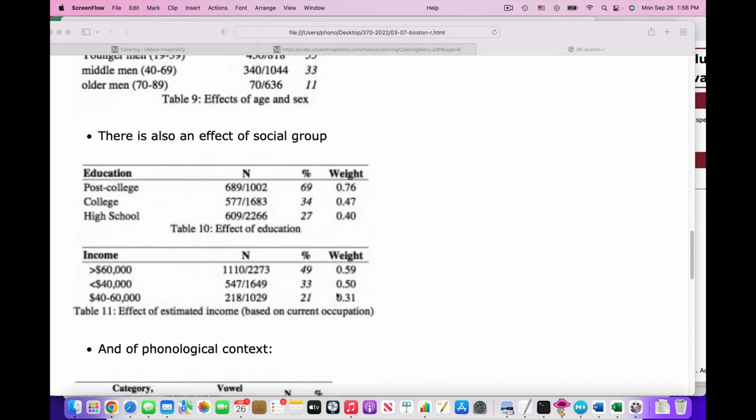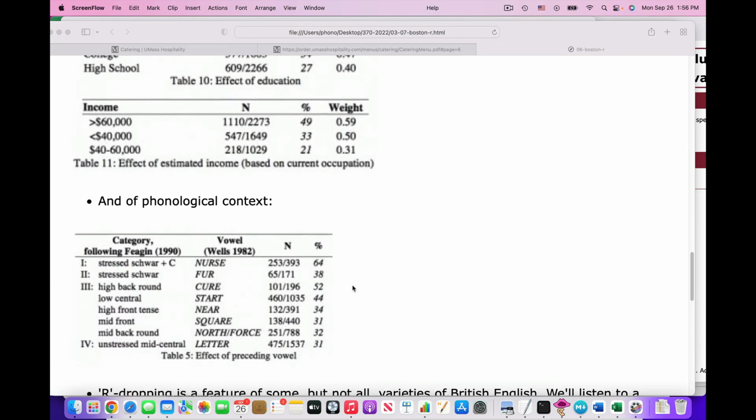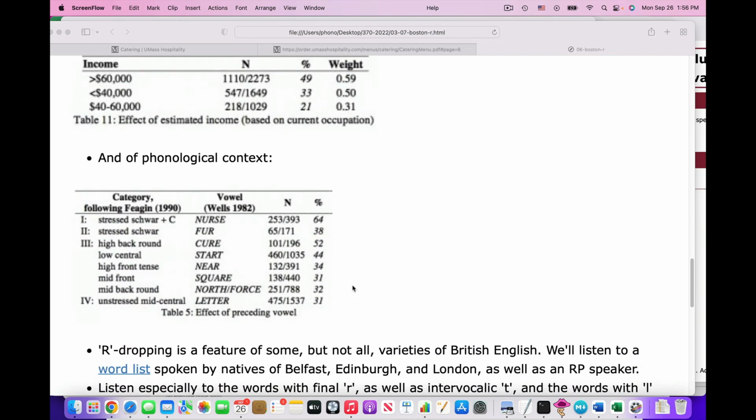They also found an effect of social group. So they found that people who had more education would tend to pronounce their R's. This probably doesn't come as a surprise to you. And they found an effect of income, which relates to social group as well. Finally, they found interesting effects of phonological context.